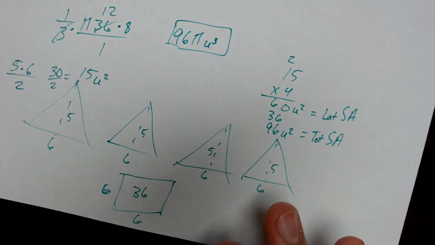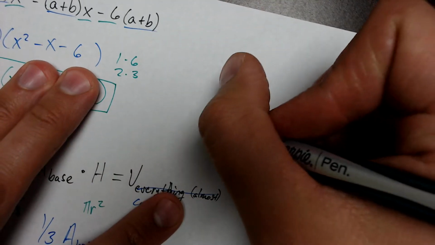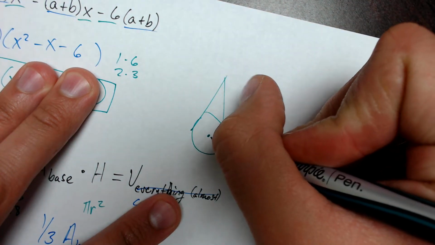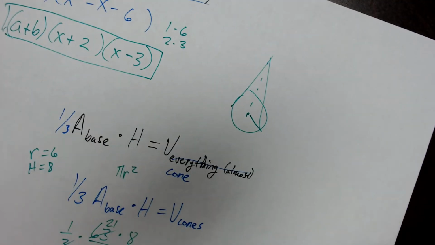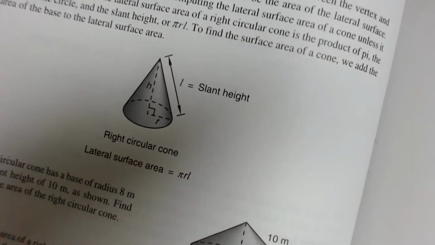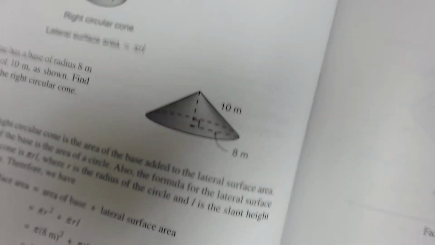Now, the last one, surface area of the dreaded cone. I don't know why I decided to draw this. Their drawing is better than mine. So we have a cone. And I'm trying to draw this guy right here. Right circular cone. I want to find the lateral surface area.